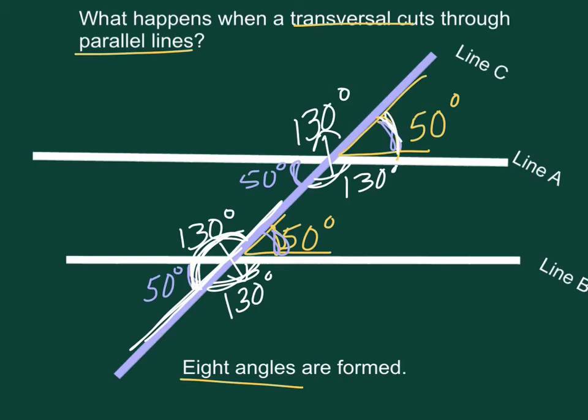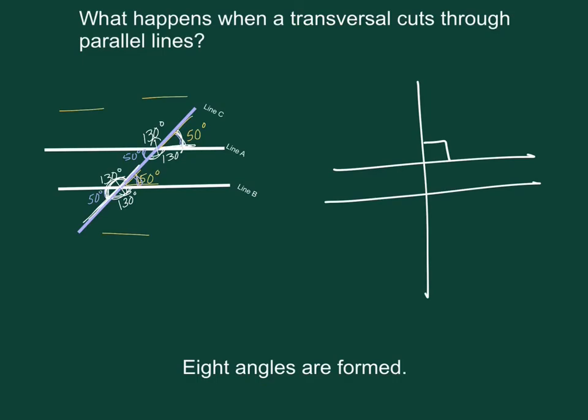So 8 angles will be formed. 4 of them will be the same measure that will be an acute angle, and 4 will be an obtuse angle, this 130 degrees. Now if you happen to have a transversal that cuts through the parallel lines at a right angle, you'll see a little square like this, then you know that all 8 angles that are formed will all be right angles.